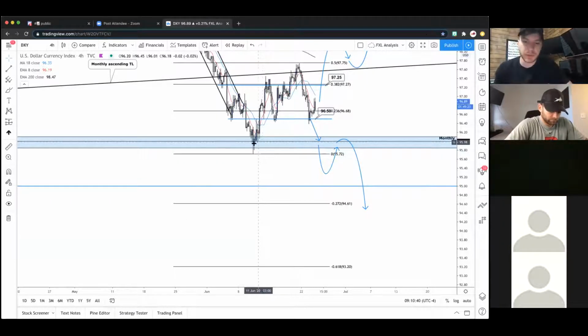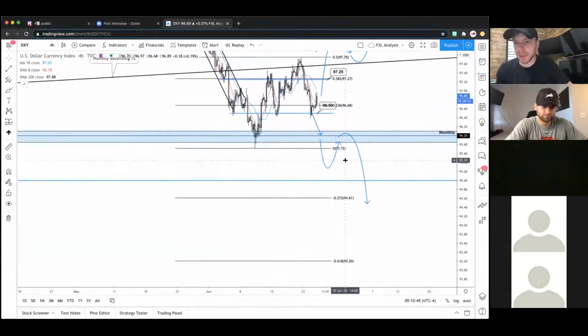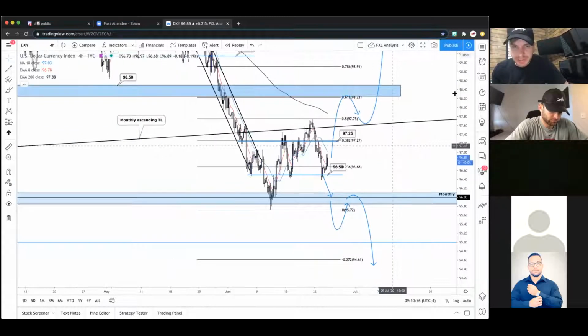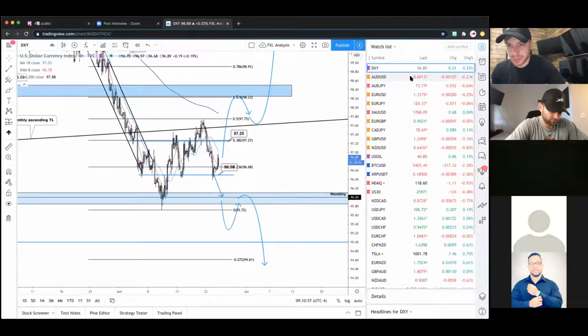This low here needs to be erased, price action needs to beat this low. It needs to get lower than that, and then come back for a lower high with strong bearish setups, and then we can enter. All right, so this is looking pretty good so far. That's DXY. Let's move on to AU.